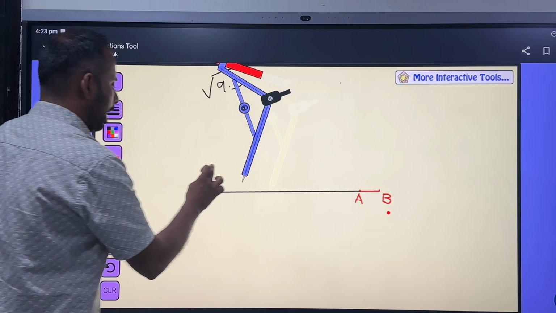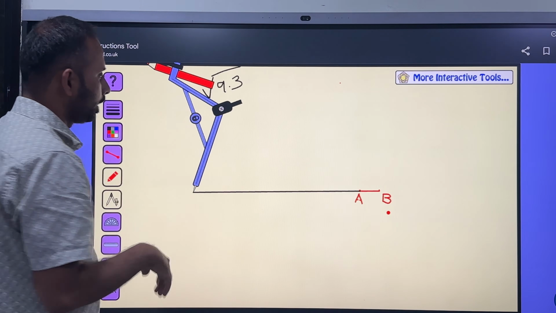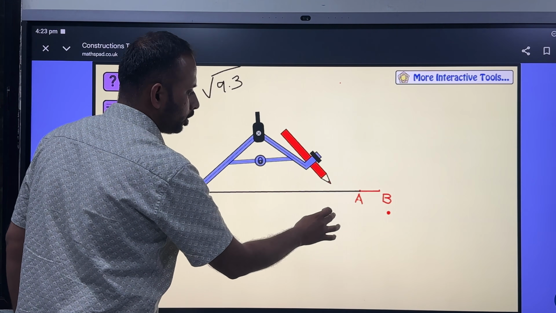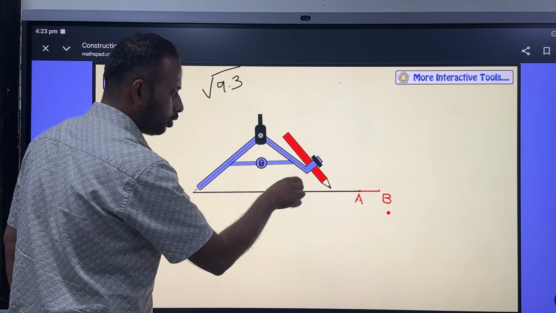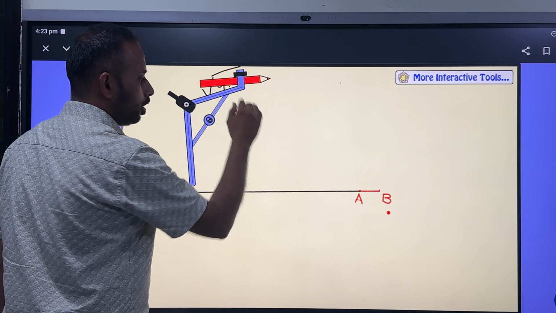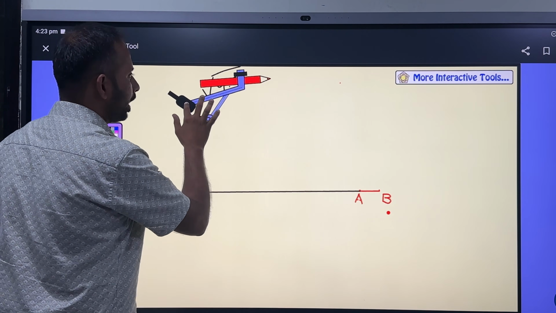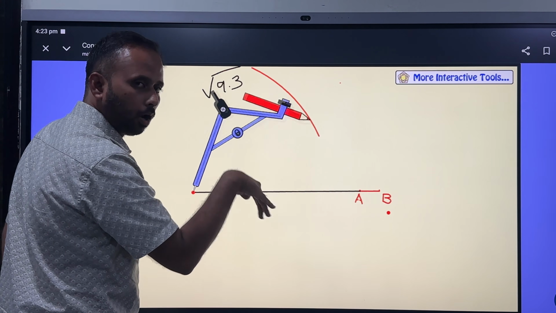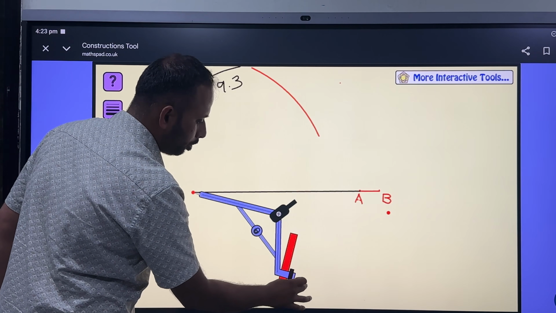Place it at one end of the line and measure more than half. After measuring more than half, draw two arcs, one above the line and one below the line. Likewise, you draw the two arcs. This was one arc drawn above the line and one more below the line.